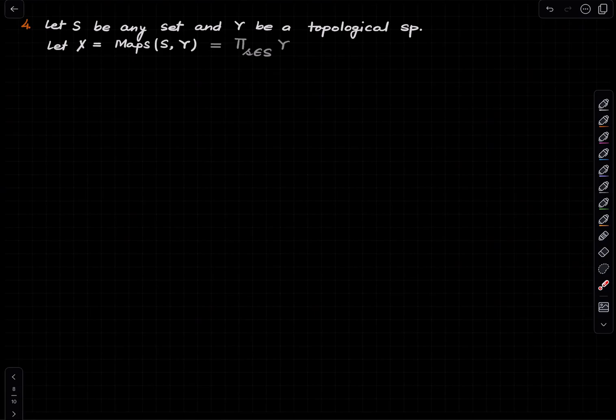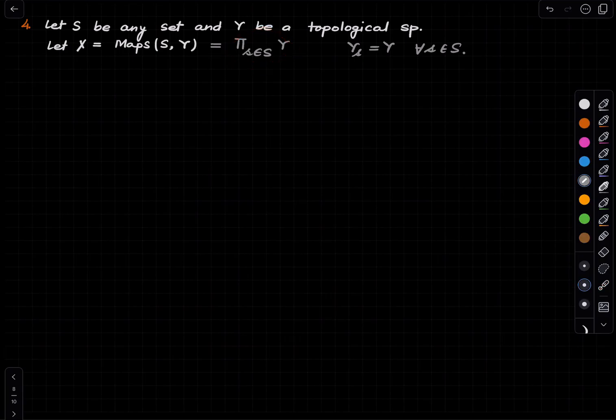This time we have any set S and a topological space Y. And we define X as the set of all the maps from S to Y. The first thing I want to say is that this is the same as this product. Because what is this product? What did we say about product spaces? To explain this, let's define Y_s equal to Y for all s. So we have a family of topological spaces indexed by the set S. And then this product we can write like this.